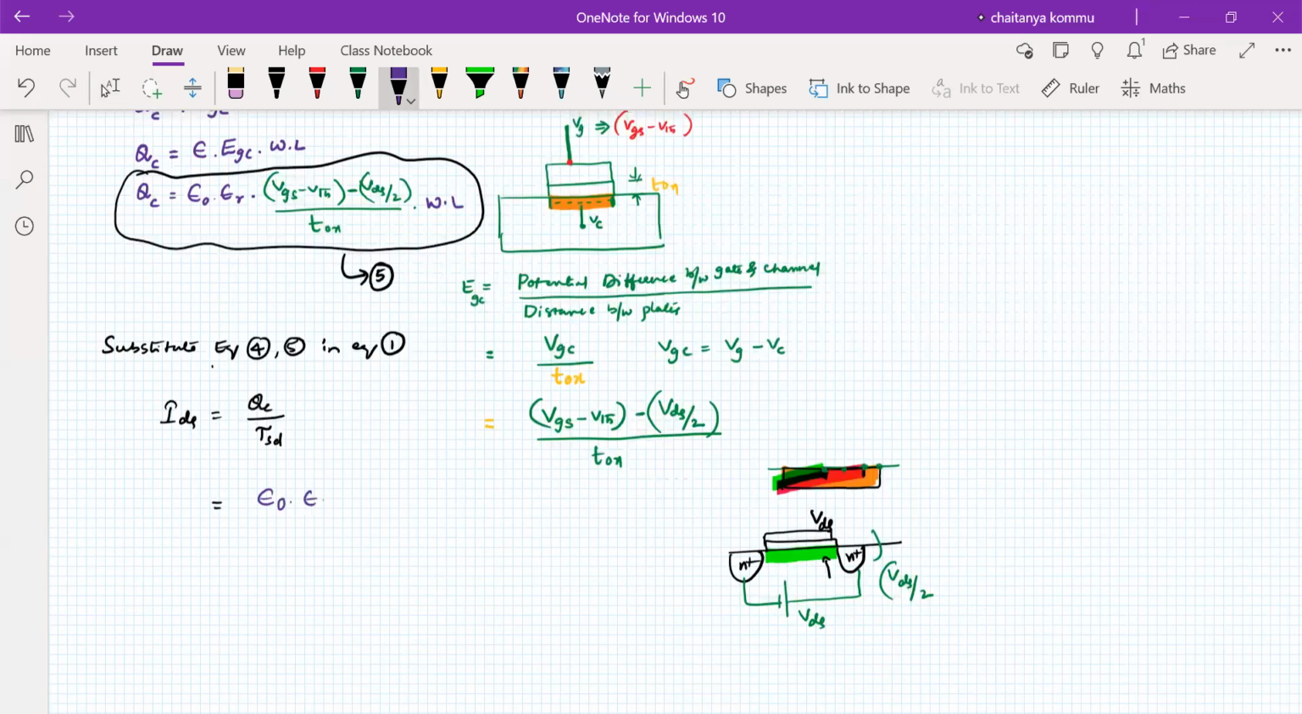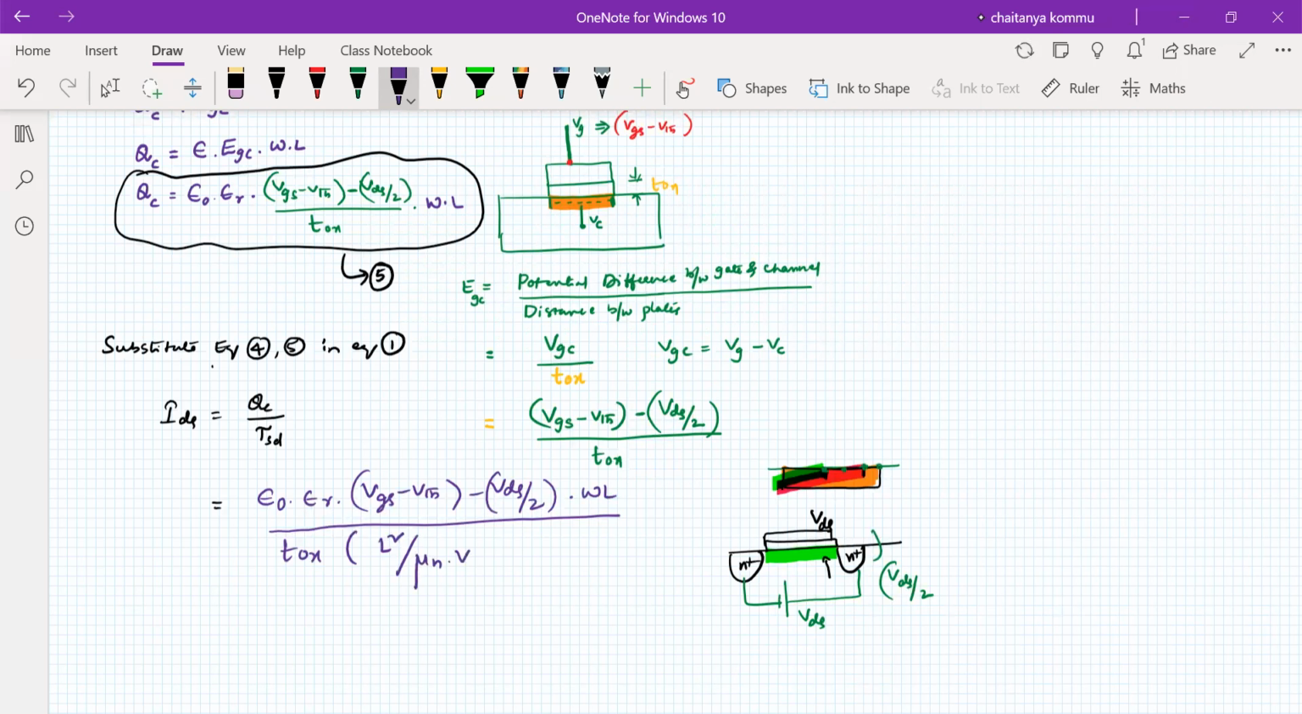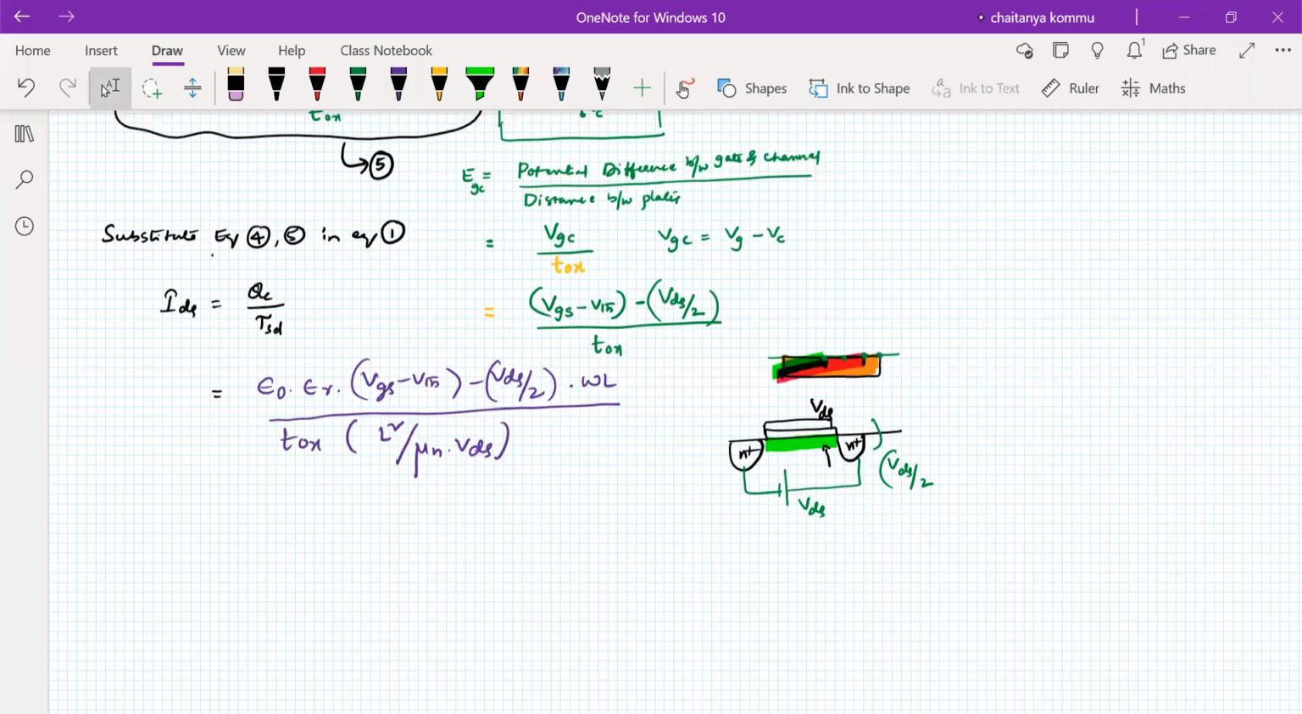epsilon naught into epsilon r into (VGS minus VTH minus VDS divided by 2) into W into L divided by Tox, multiplied with L square divided by mu n into VDS, right? I have only substituted equations 4 and 5 in equation number 1. So this is actually equation number 1.